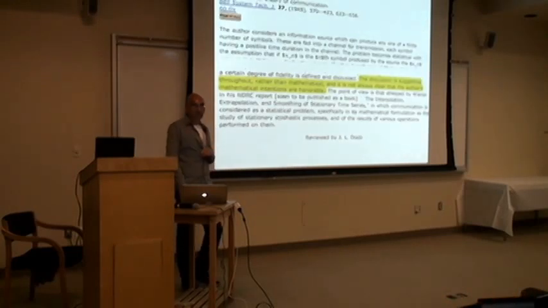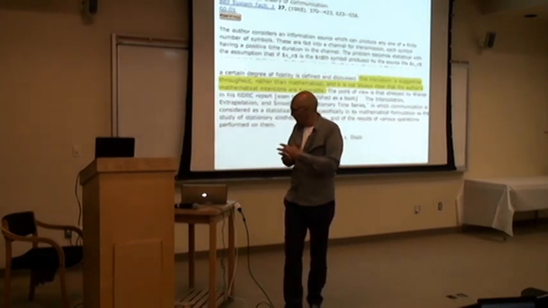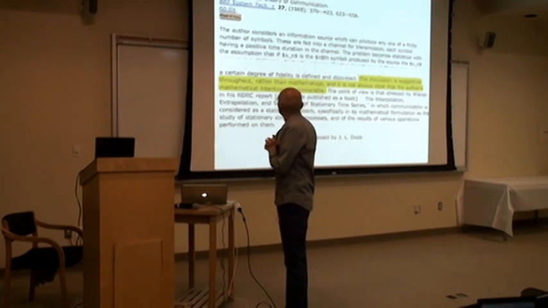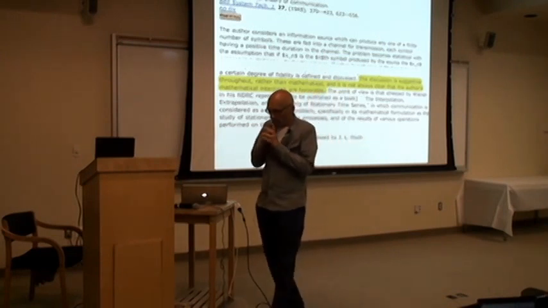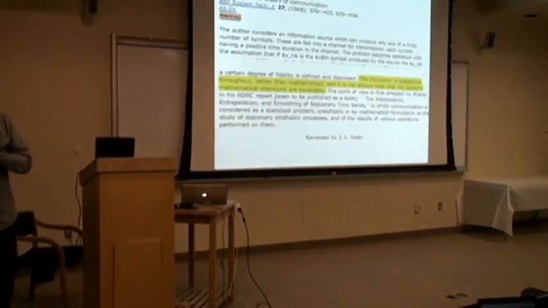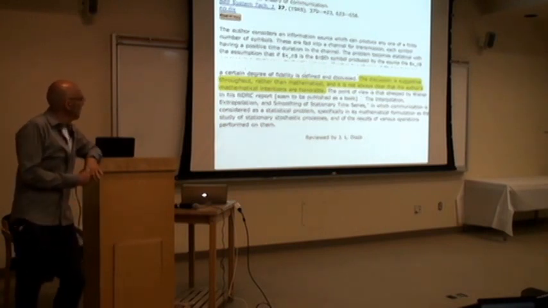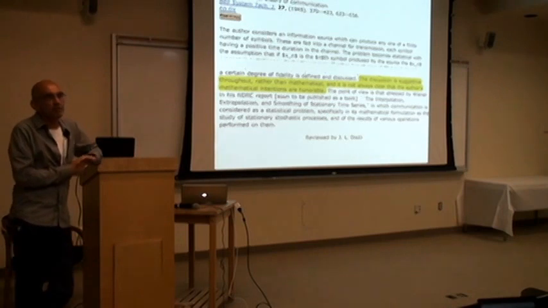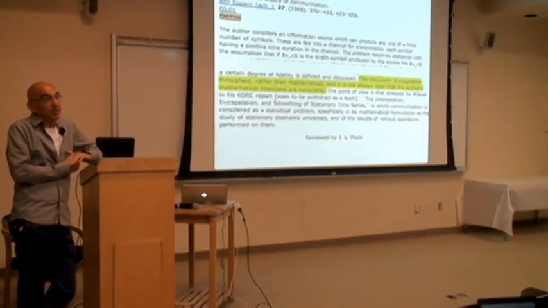All right, so that brings me to Doob's review that appeared right after. Doob was like the dean of American probabilists. And look at what he says. He says the discussion is suggestive throughout rather than mathematical, and it's not always clear that the author's mathematical intentions are honorable. So that's a pretty nasty thing to say.